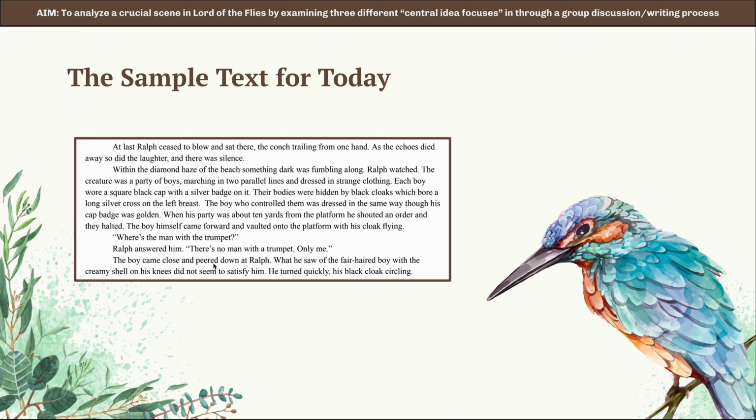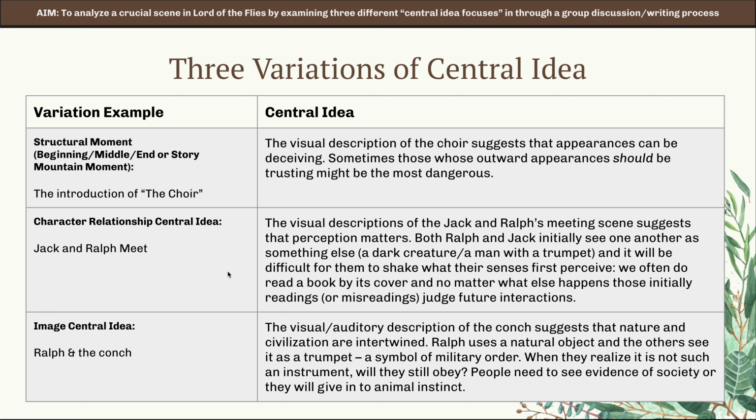And it says he peers down at him, meaning he's taller, and he was not satisfied. So Ralph sees a dark creature. Jack thinks he sees a man, and then he realizes it's a boy, and he's not satisfied. Well, that's kind of how they treat each other for the rest of the book. We often do read a book by its cover. No matter what else happens, those initial readings or misreadings judge future interactions.